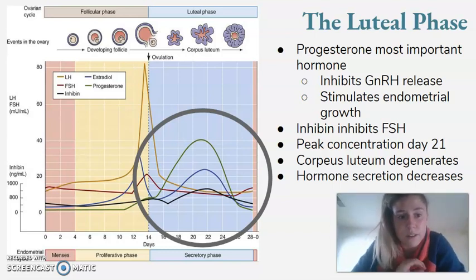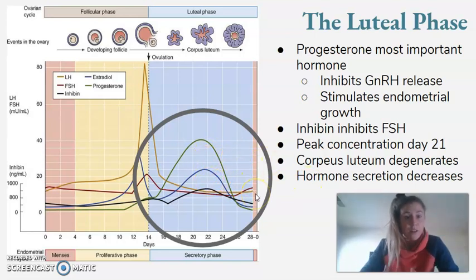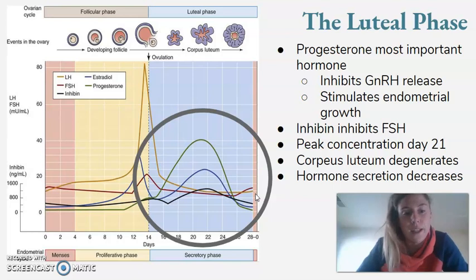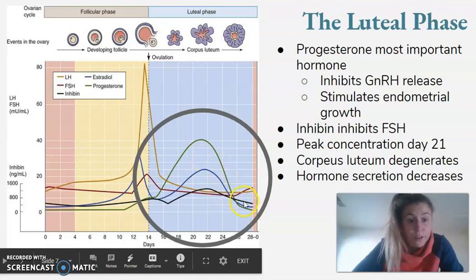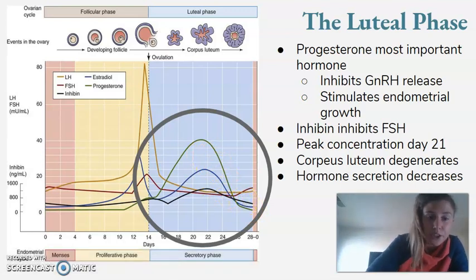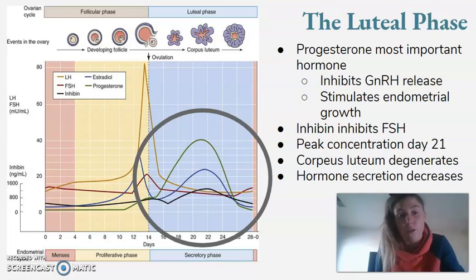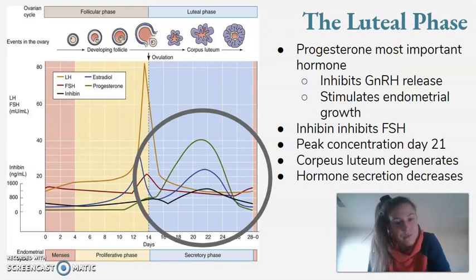Inhibin essentially inhibits the follicle stimulating hormone, which makes sense because there is no need for follicle stimulation anymore. As we reach the end of the cycle, about days 22 to 28, the corpus luteum is degenerating and no longer secreting these hormones of progesterone, inhibin, and estrogen. You can see the decline in the graph right here. With no corpus luteum, the progesterone levels decrease, and progesterone can no longer inhibit the gonadotropin-releasing hormone from the hypothalamus. So therefore, the GnRH levels will increase, and a new menstrual cycle will occur.